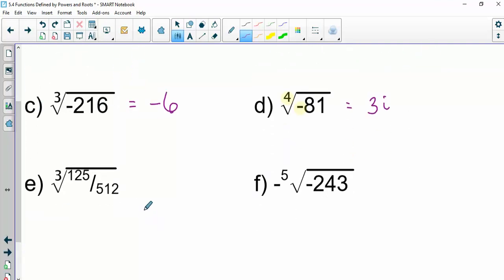When you have fractions, you can really just do the top and the bottom. What's the cube root of 125? What's the cube root of 512? 8.